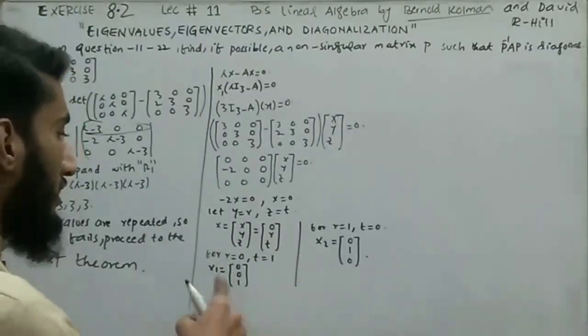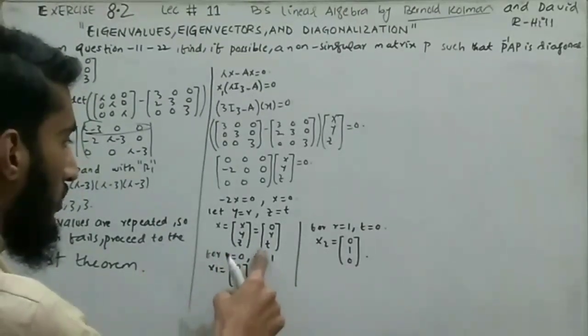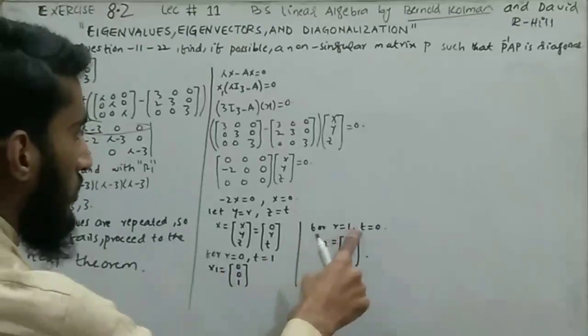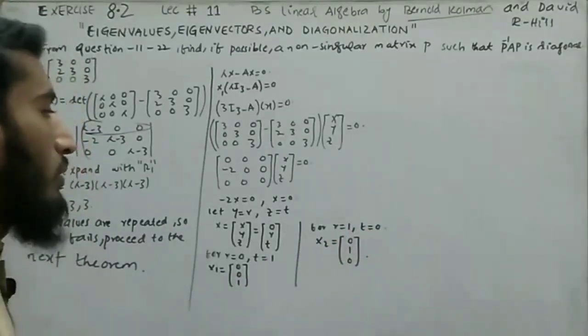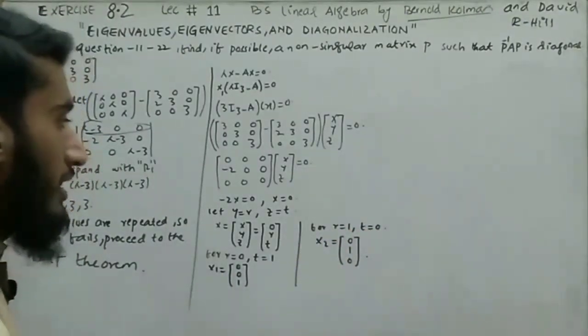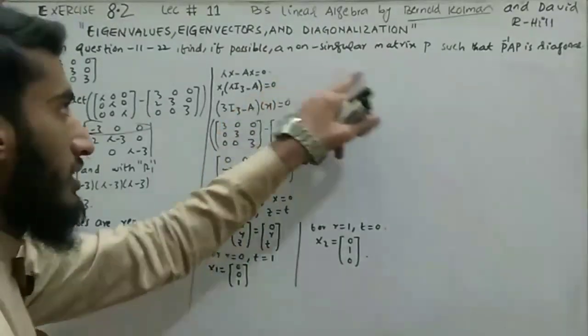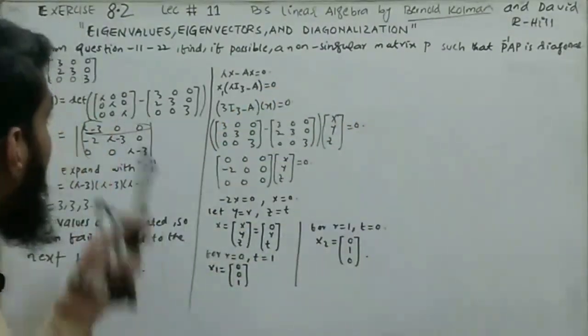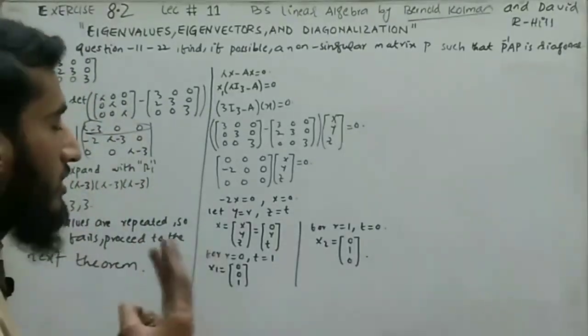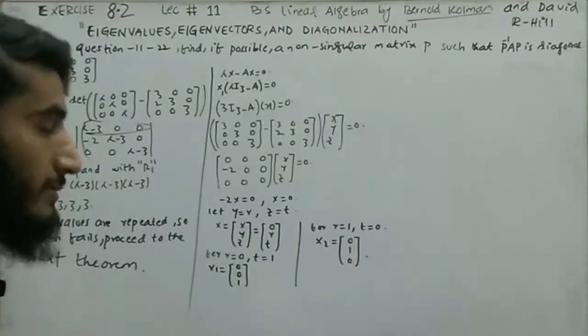Now over here we have two conditions. For r is equal to 0, t is equal to 1, we get this, and for r is equal to 1, t is equal to 0, we get this. Over here we have 2 eigenvectors, not 3 eigenvectors. It means the given matrix is not diagonalizable, and we are not able to find a non-singular matrix P. Because the given matrix is a 3 cross 3 order matrix, we need 3 eigenvectors, not 2 eigenvectors.